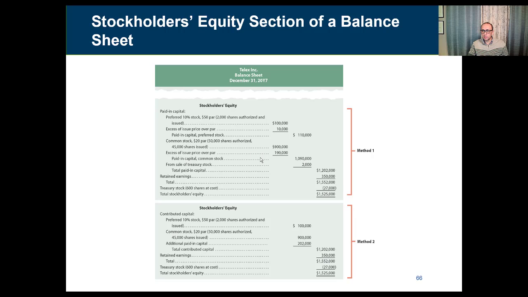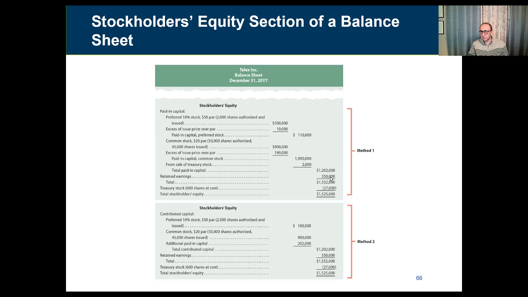You can see on the top example of the stockholders' equity section, we have the preferred stock, and then we have excess of issue price over par, and then we have the total value for the paid-in capital of preferred stock. And then we have common stock, and all the details related to it, and then we have the excess of issue price over par, and then we have the value of the common stock. And then we subtract from the common stock the treasury stock, and we get the total paid-in capital for the preferred stock and the common stock.